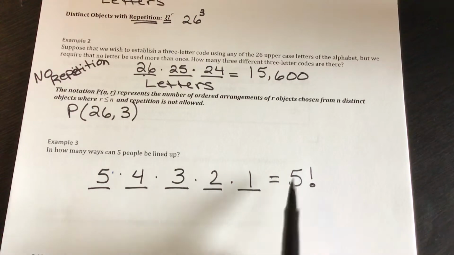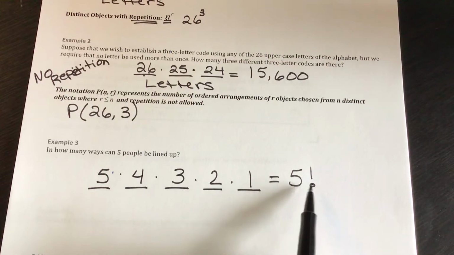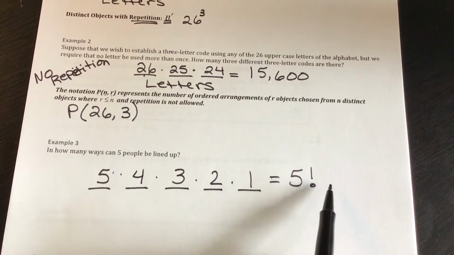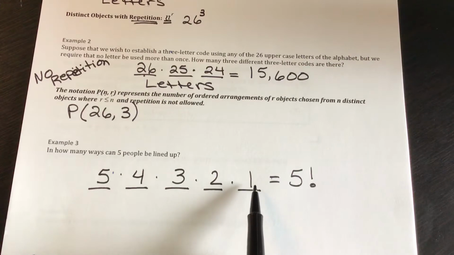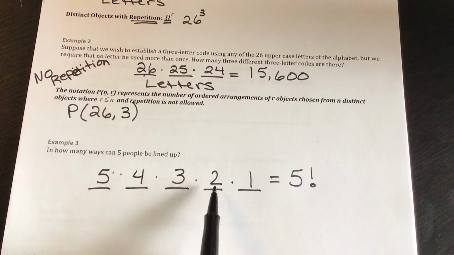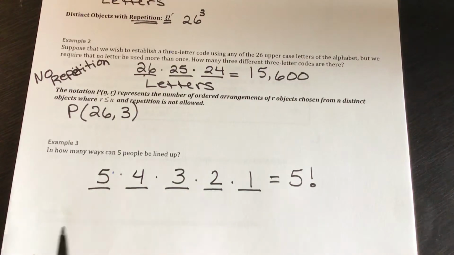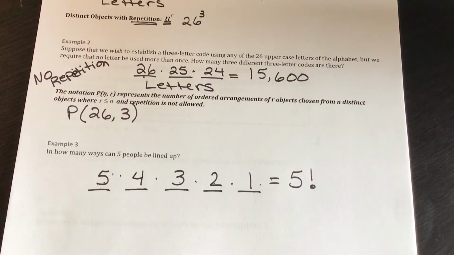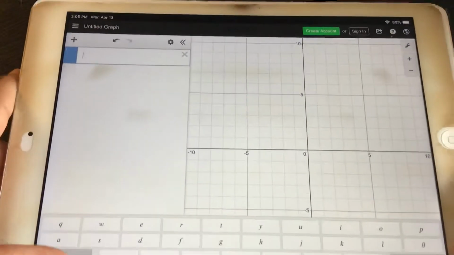It's not showing excitement. It's just starting with this number and multiplying every number below it until you get to 1. So if I have 6 factorial, I would have 6 times 5 times 4 times 3 times 2 times 1. 5 factorial starts at 5, multiplies every number until we get to 1. Now I can either put all of those numbers in on my calculator, or I can actually do this on Desmos, where I start with 5.